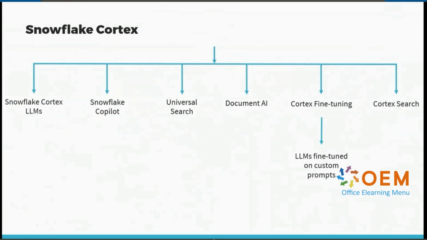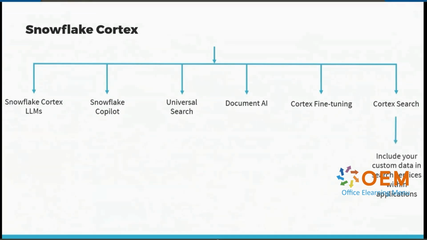Cortex fine-tuning is a way to customize existing LLMs for your specific task. And the last feature, that's Cortex Search. This makes use of a technology known as Retrieval Augmented Generation, or RAG, in order to provide low latency, high quality fuzzy search over your Snowflake data.